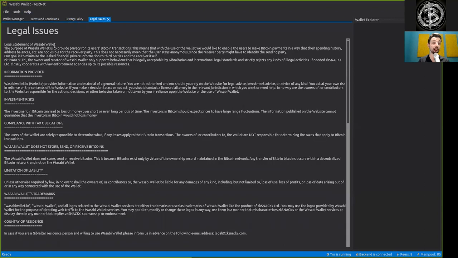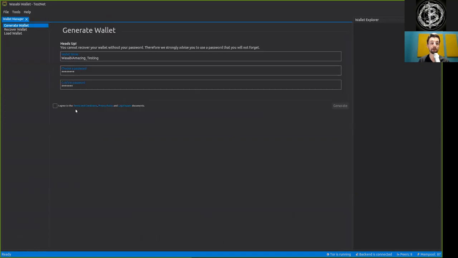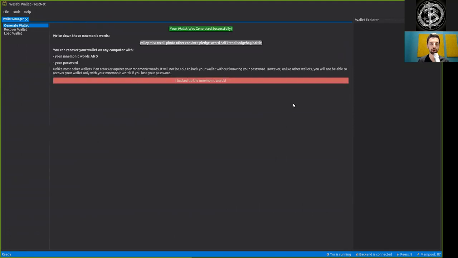Further, some general legal issues like the investment risk and the compliance with tax obligations and other regulatory entities. So again, this, for example, is here that Wasabi wallet does not store, send, or receive your Bitcoin. You are self-responsible for all of these things that you do within the software. And don't come crying to developers when you have lost access to your private keys or password, right? So be responsible with your own money and agree to these terms and conditions, privacy policy, and legal issues. Now we will generate the wallet. Passwords do not match. See, that's why there is a double check. So really triple make sure that everything is correct here and press generate wallet.